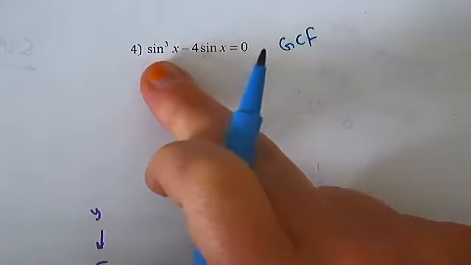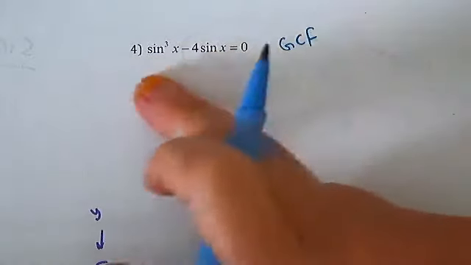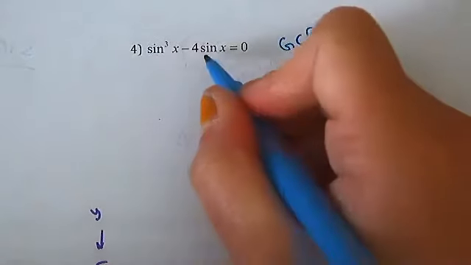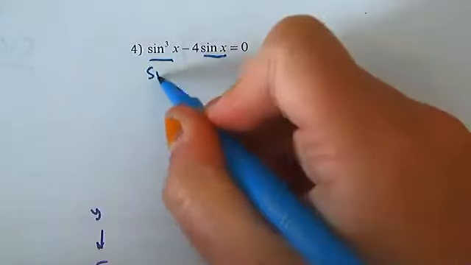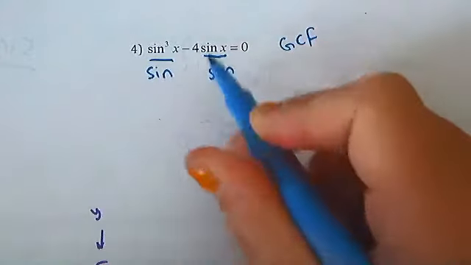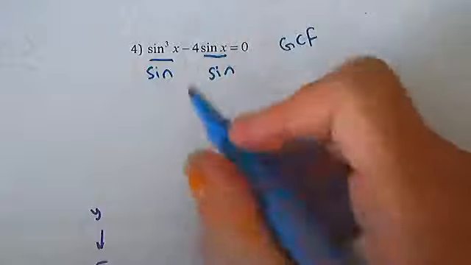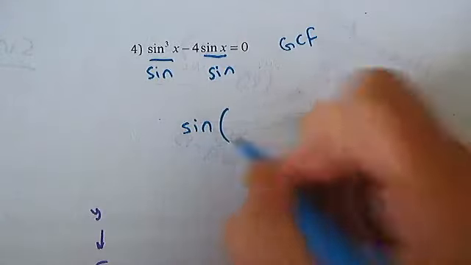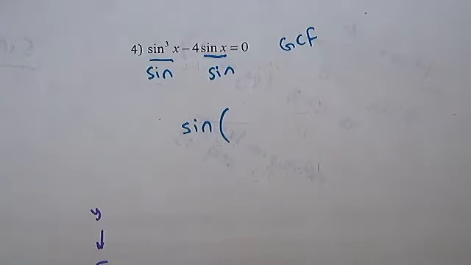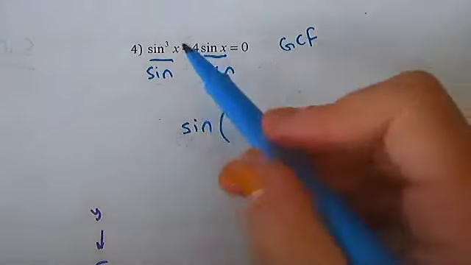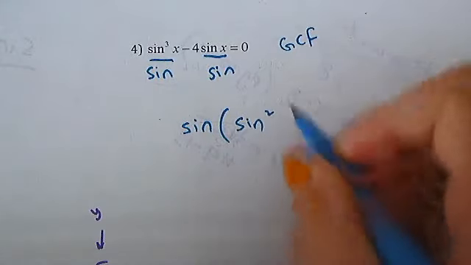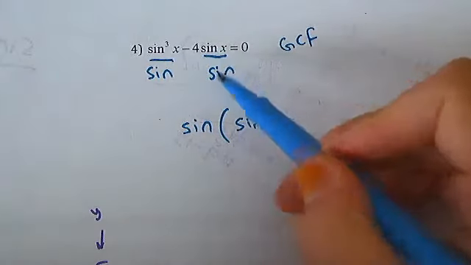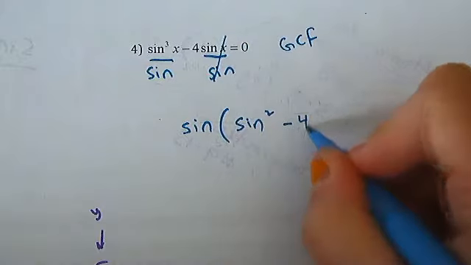So what do these two different terms have in common? They each have a single sine. So let's pull out a sine. Let's divide each of these by sine, but I'm not dividing it to the other side and getting rid of it. I'm pulling it out as a greatest common factor, so it's still there. So what do we have left over? What's sine cubed over sine? Sine squared. Minus, what's 4 sine over sine? That's just 4.